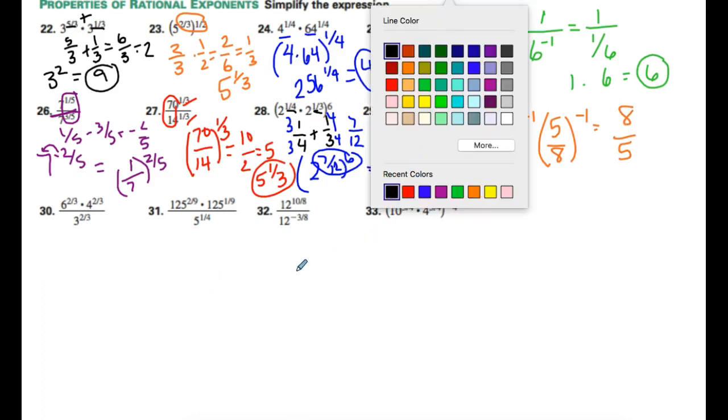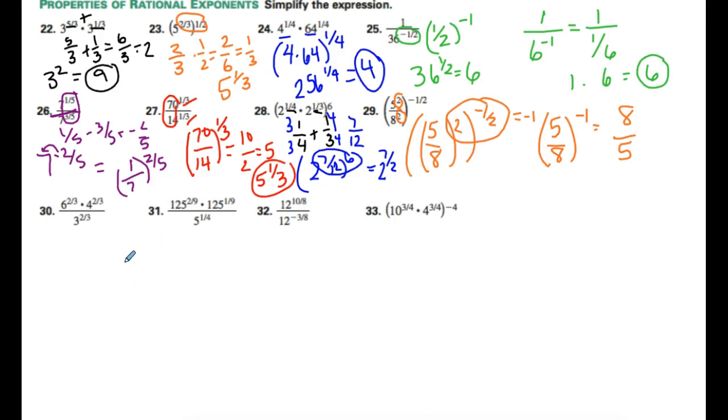Again, you can skip ahead as much of this video as you feel like you need. When I look at examples 30 and 31, I notice that they're similar. The first thing that I notice in number 30 is that all of them have a 2/3 exponent, which means I can do 6 times 4 to the 2/3, and I'm going to do this in a couple of steps. You could do it in one step if you really wanted to, but you don't have to. So 6 times 4 is 24 to the 2/3 over 3 to the 2/3.